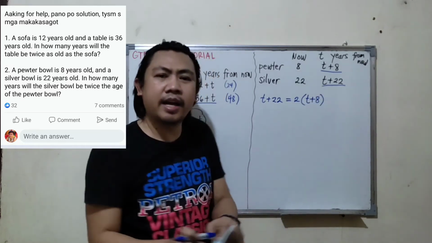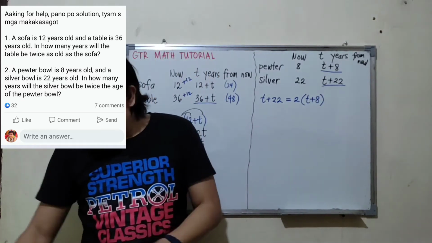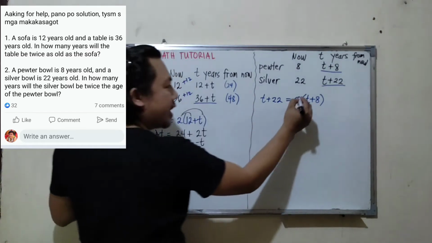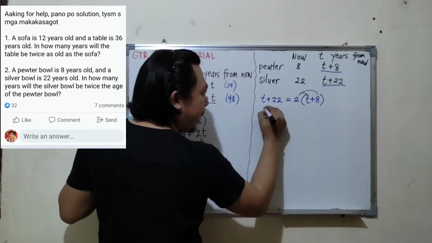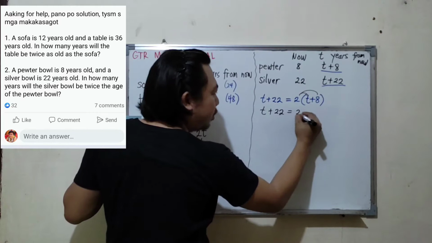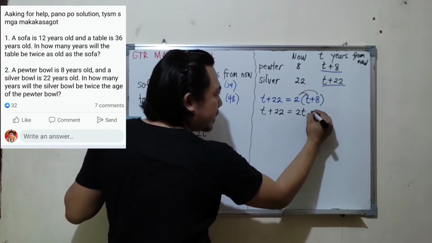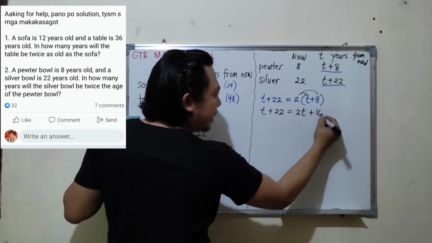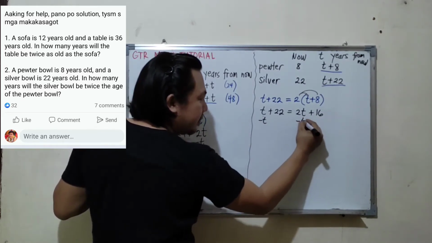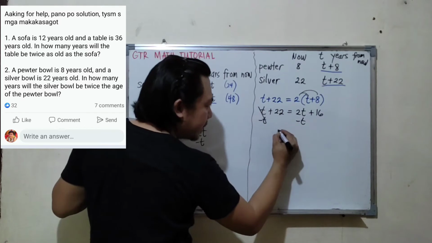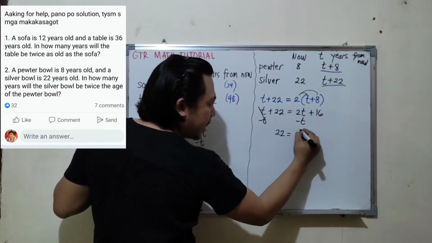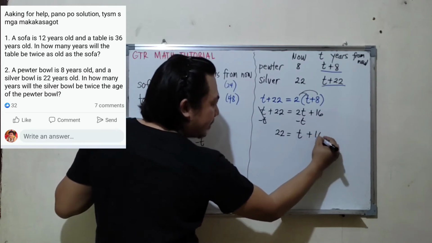Then, like before, just solve for t. The solution is exactly the same. So, let's just distribute the 2. We have t plus 22 equals 2 times t, so 2t. 2 times 8, we have positive 16. So, combine t and 2t. Subtract t from both sides. That becomes 0. So, we have 22 equals 2t minus t, that is positive t plus 16.